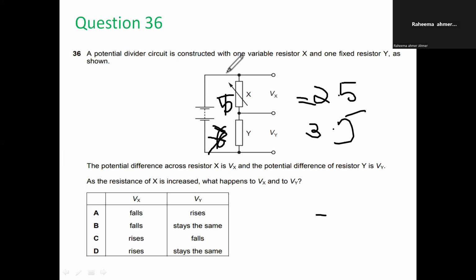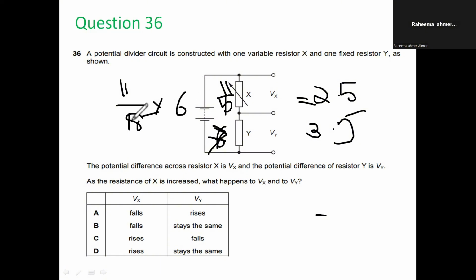So now for X, the resistance is not 5 ohm. We have to increase it, right? So let's say that it is 11. Okay, now I've increased it by 6 and it's 11. Now let's find the value of Vx. So the value of Vx would be 11 upon 18 into 6.